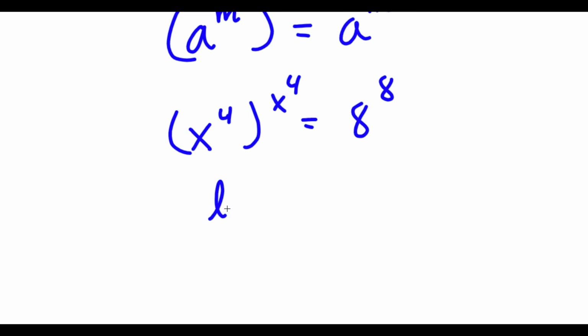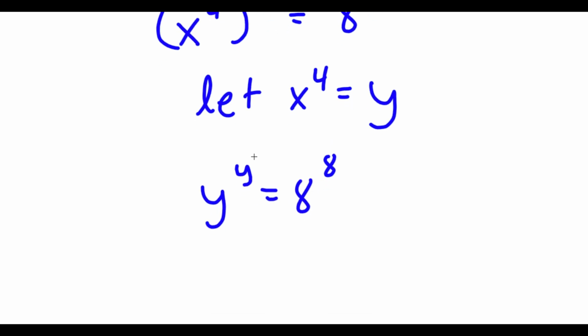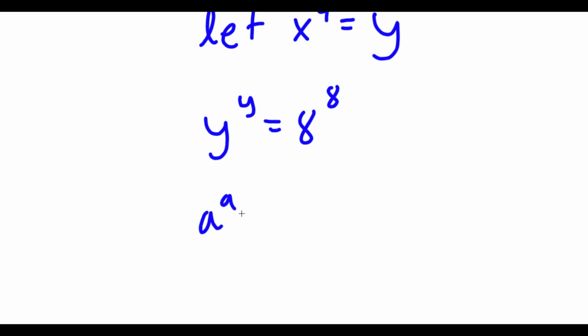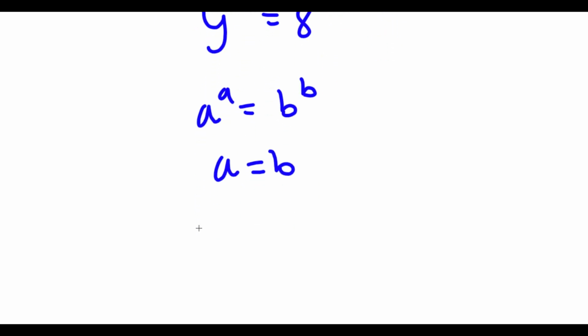Now I'm going to let x to the power of 4 equal to the variable y. So now I have y to the power of y is equal to 8 to the power of 8. And if I have something in the form a to the power of a is equal to b to the power of b, this means that a is equal to b, meaning y is equal to 8.